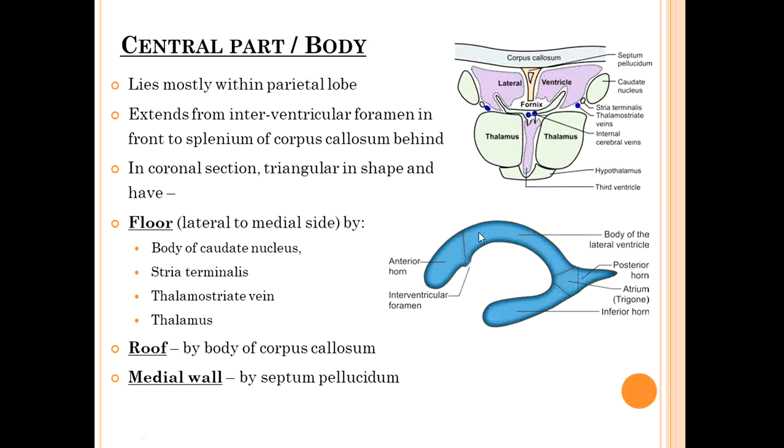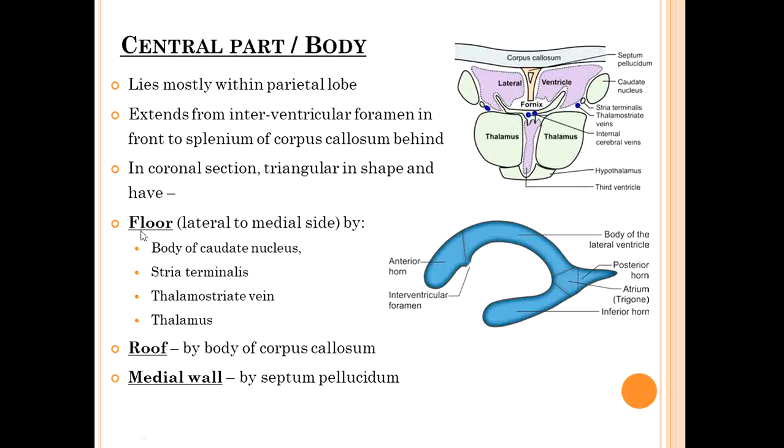First is the body or the central part, this part. It lies within the parietal lobe. It extends from the interventricular foramen in front to the splenium of the corpus callosum. In coronal section, it is triangular in shape. You are able to see this is triangular in shape. It has a floor, a roof, and a medial wall. So this is triangular, this is the roof, this is the medial wall, and this is the floor.